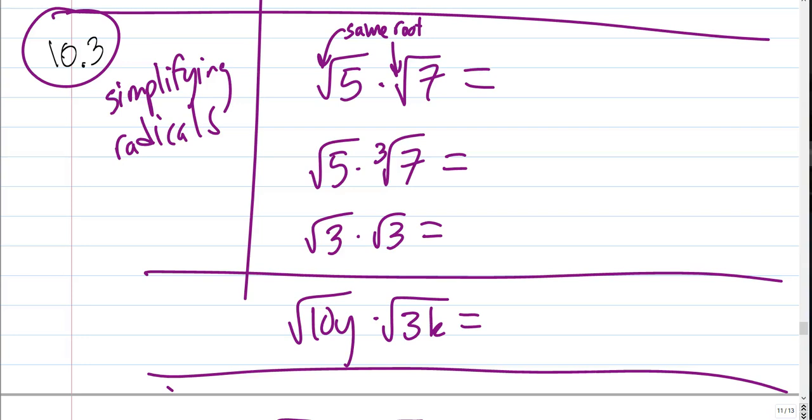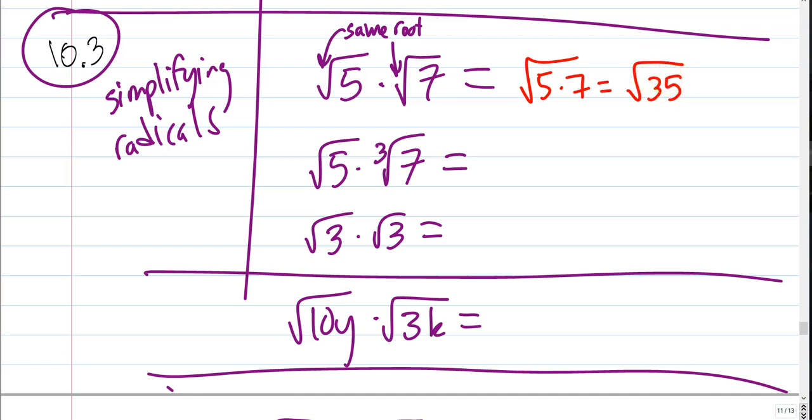For section 10.3, we're going to be simplifying radicals. To do this, we need radicals to have the same roots. We've done this before. If I had the square root of 5 times the square root of 7, we could just multiply those together. It's no issue. Square root of 5 times square root of 7 is the square root of 5 times 7, or 35 here. Okay?